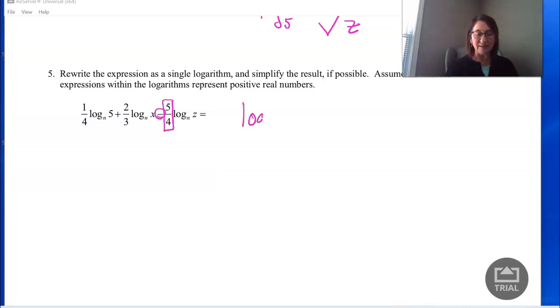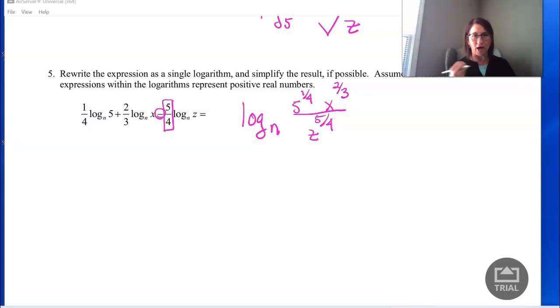My base is the same for all those logs. It's base n. I know I'm going to need a fraction bar. The first factor in my numerator is going to be 5 to the 1/4. Then I'm going to have x to the 2/3. And in the denominator, I'm going to have z to the 5/4. Well, I've got some work to do here. I need to go ahead and convert all of those fractional exponents to radicals.